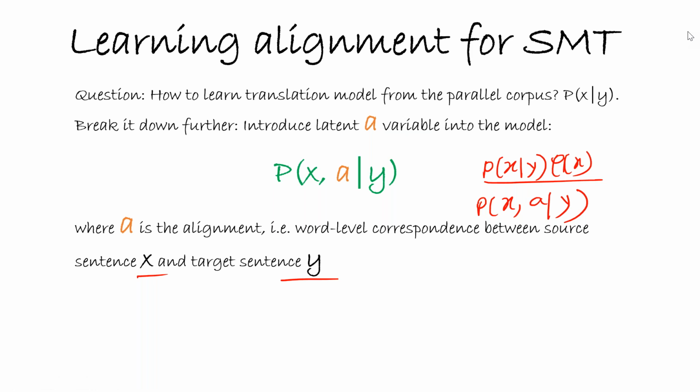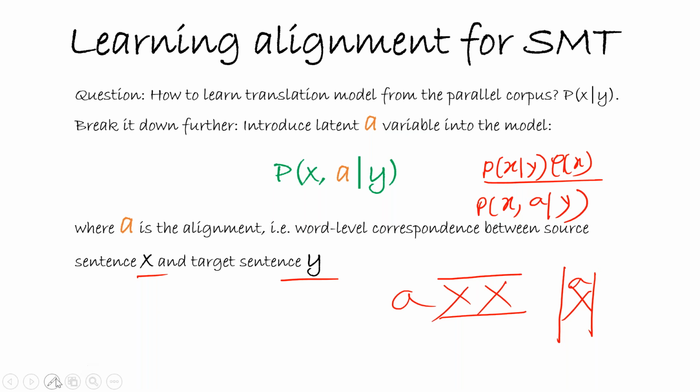As I was saying earlier about the parallel corpus and how it works, it should have an alignment concept. This is where a plays a role.